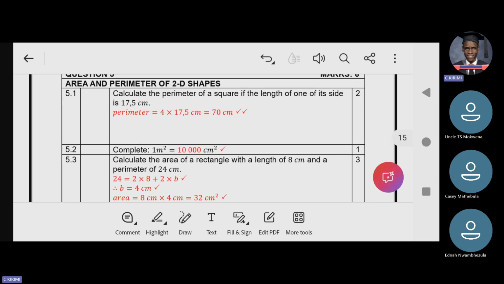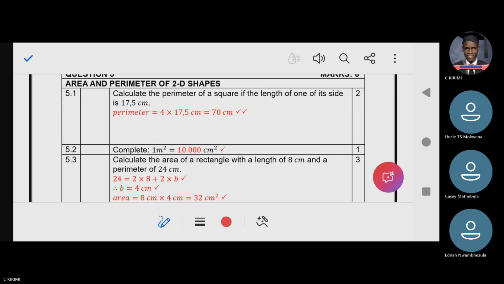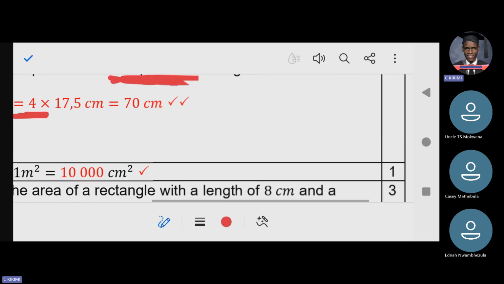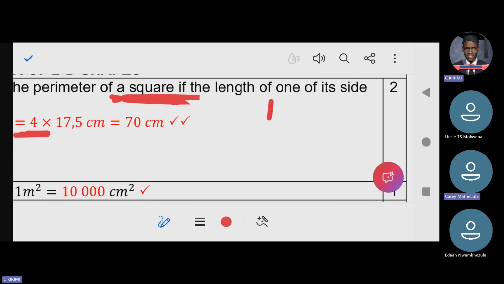Calculate the perimeter, which is the distance around the shape. And remember, this one is a square, which means four sides which are equal. So if each side is 17.5 centimeters, you multiply. In paper 1, there were people who were failing to multiply decimals. So 17.5 times 4. I mean, 5 times 4.